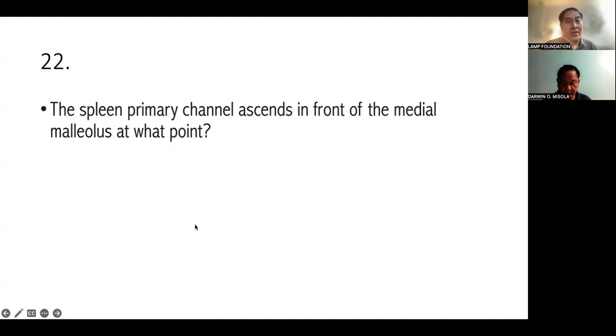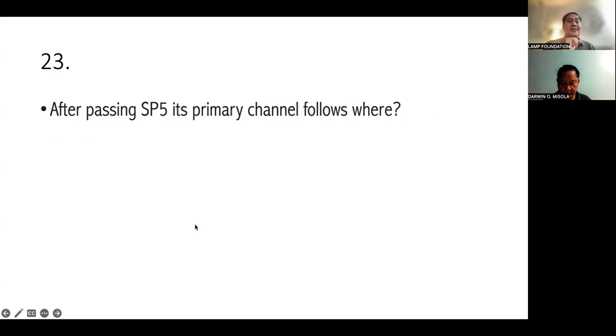The spleen primary channel ascends in front of the medial malleolus at what point? Napakaganda nitong point din, as in. Spleen 5. Very good. After passing spleen 5, saan pupunta ang primary channel? Ascends anterior to the medial malleolus and continues along the posterior border of the medial crest of the tibia. And then, papunta sa what channel?